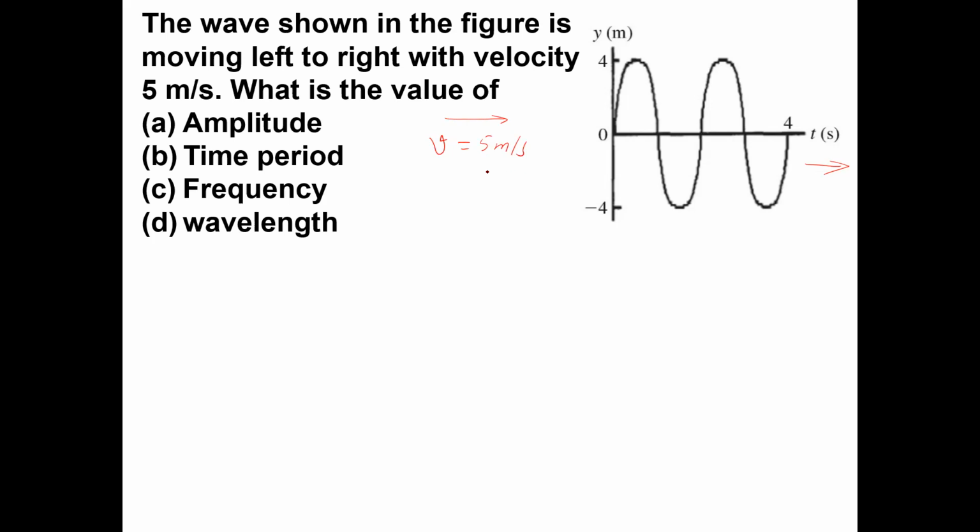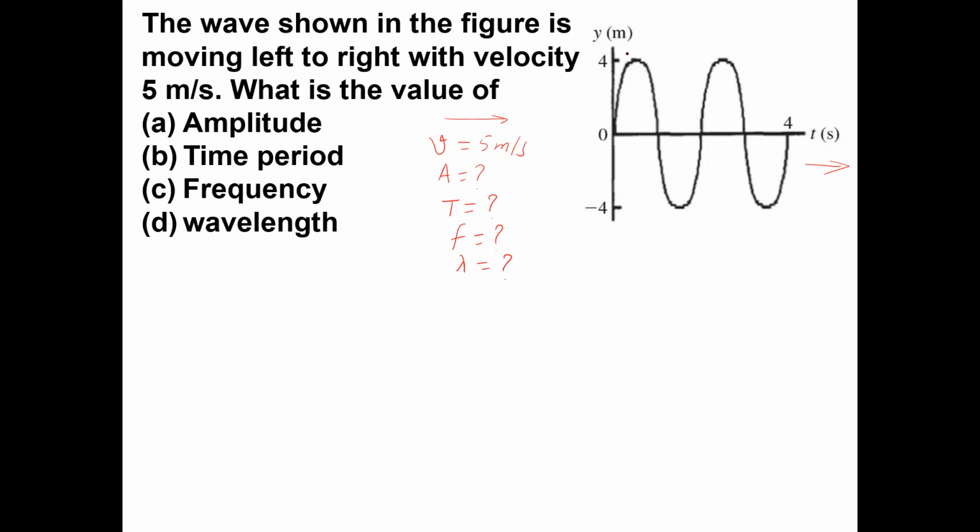Now, what you have to calculate is its amplitude, its time period, denoted by uppercase T, its frequency, and its wavelength, denoted by the Greek letter lambda. These are the things you have to calculate. Now, look at this example.